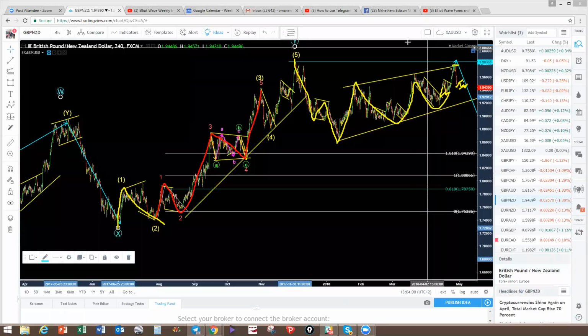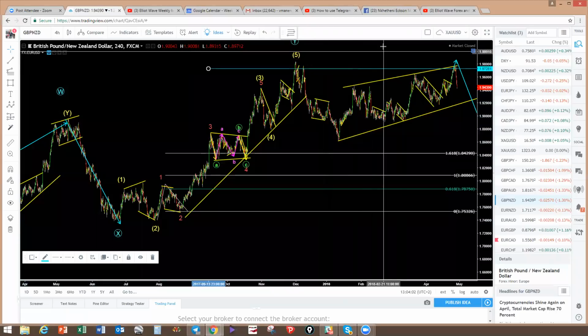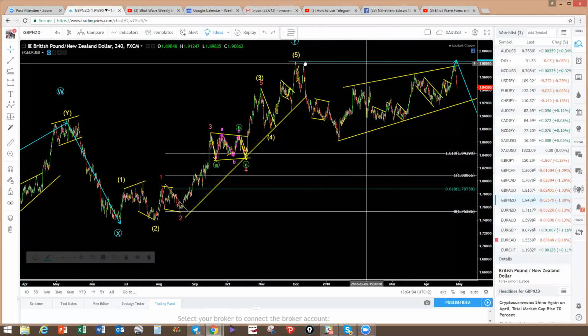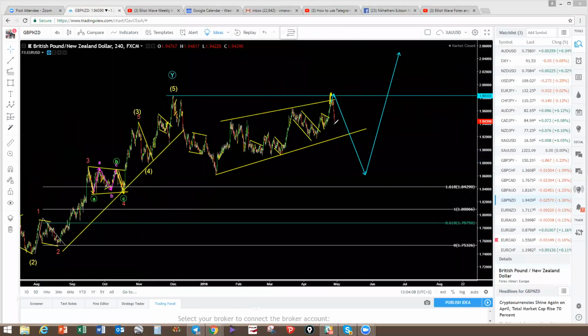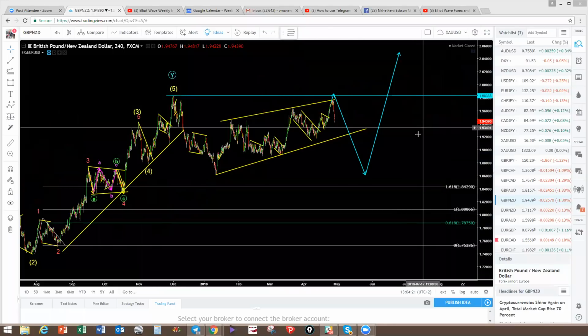Why would we look for downside? Because this is the structure that we're going to be looking at. The structure that we're going to be looking at is this one. I've already projected this to come and retest the bottom there before we get a move higher. Okay, so wait for flex here. Could be an interesting one.